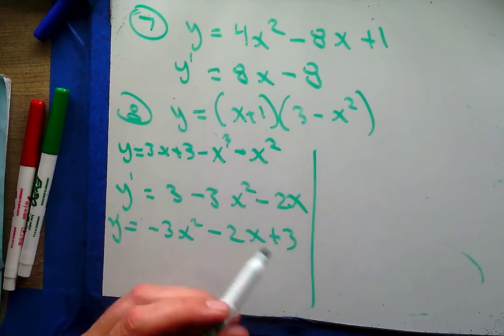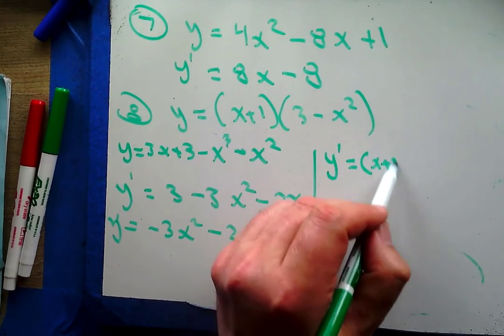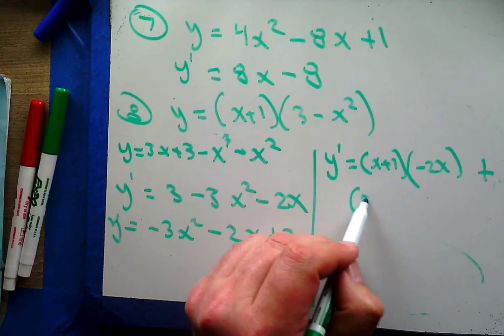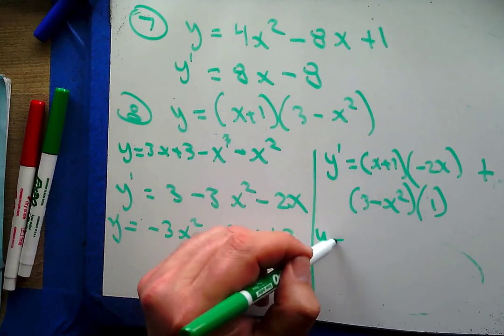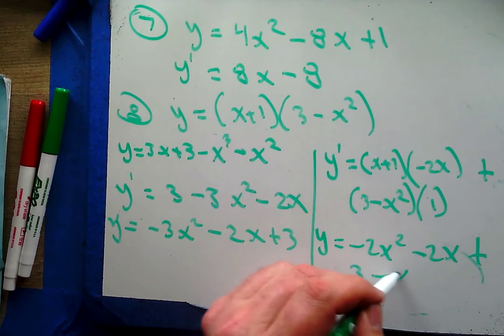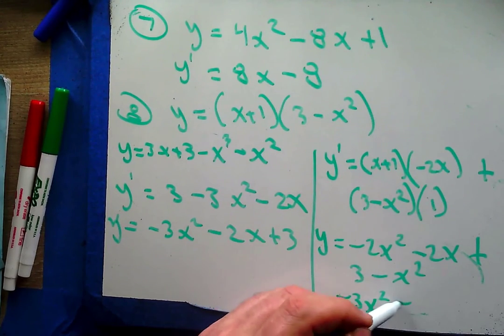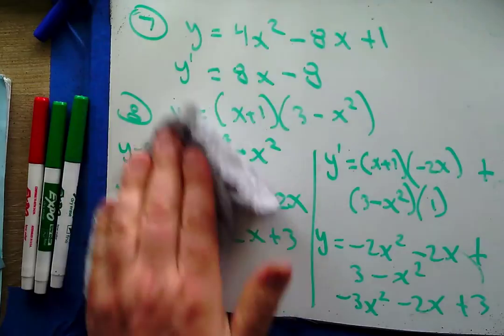That's y prime. Or I could use the product rule. So y prime is this times the derivative of that, the derivative of that is minus 2x, plus this times the derivative of that. So what do we have here? We have negative 2x squared minus 2x plus 3 minus x squared. And that's going to be negative 3x squared minus 2x plus 3. Ta-da! Same. Okay, so that was number 8. Number 9, a quotient rule, if you will.